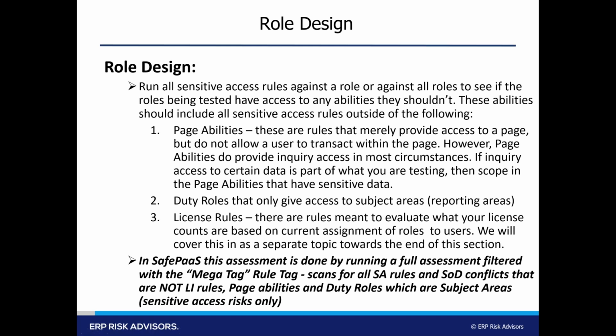of a rule tag. And so what we do in our rules library is we built what's called the mega tag, and that basically scans for all sensitive access rules and all SOD conflicts that are not license rules, page abilities, or duty roles. So this is where we're looking for a complete population of things that we'd expect to have a risk in and of themselves. And then we also look secondarily at SOD risks.